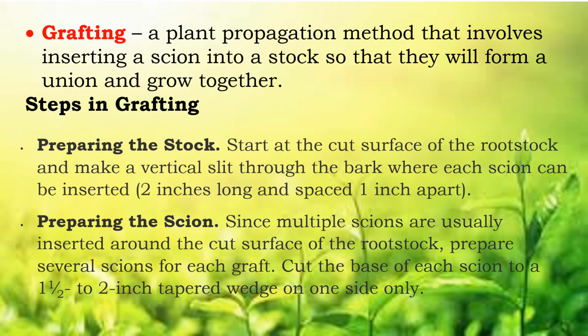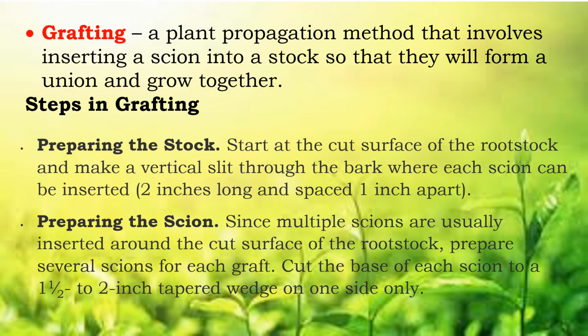Start at the cut surface of the rootstock and make a vertical slit through the bark where the scion can be inserted, 2 inches long and spaced 1 inch apart. Preparing the scion. Kapag sinabi nating scion, yung nasa taas, ano pag kinat natin siya, tapos yung stock nasa baba. Since multiple scions are usually inserted around the cut surface of the rootstock, prepare several scions for each graft.